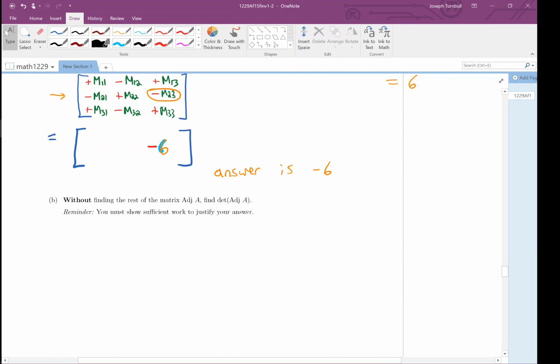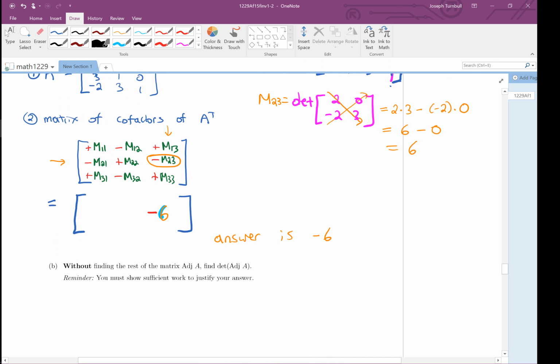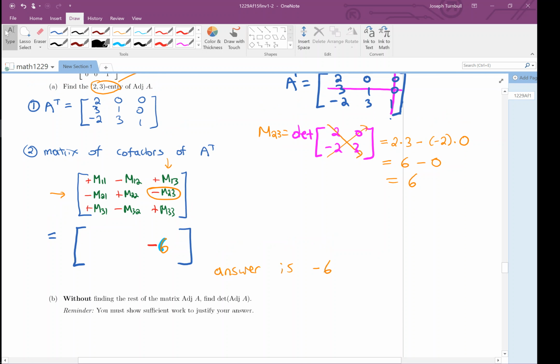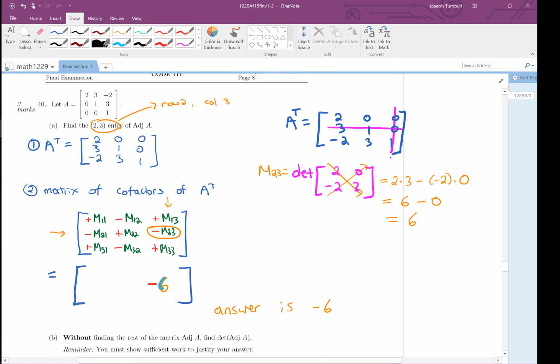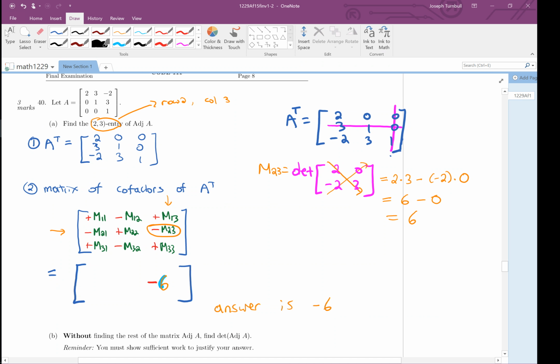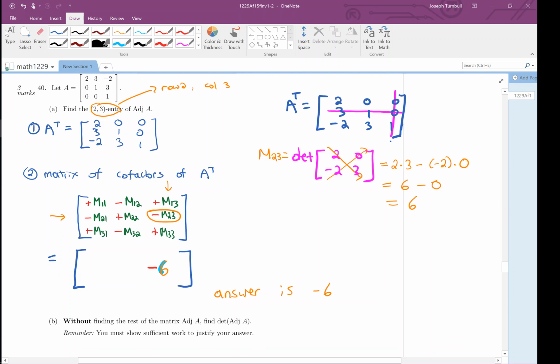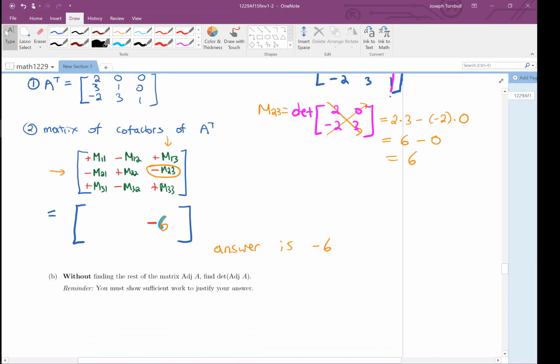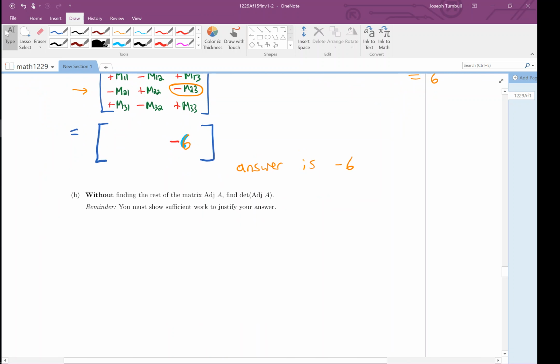Okay, number part B. Without finding the rest of the matrix, adjoint of A, find determinant of the adjoint of A. Well, that's actually a very kind instruction. Not that finding adjoints is particularly challenging, it's tedious. You do the same thing that was just done for that one point. You do that same thing 8 more times, and you got the adjoint. Here's the trick for finding the determinant of the adjoint without actually finding the adjoint.